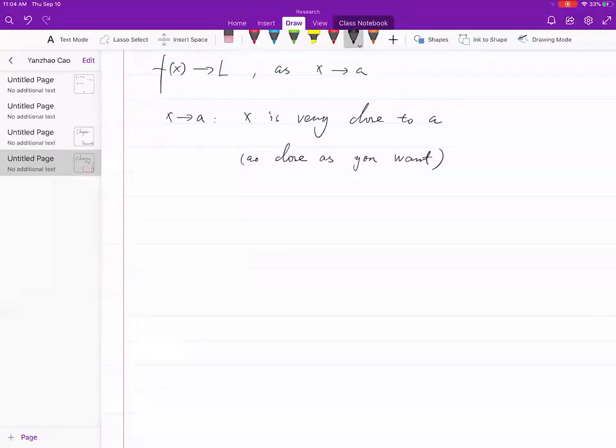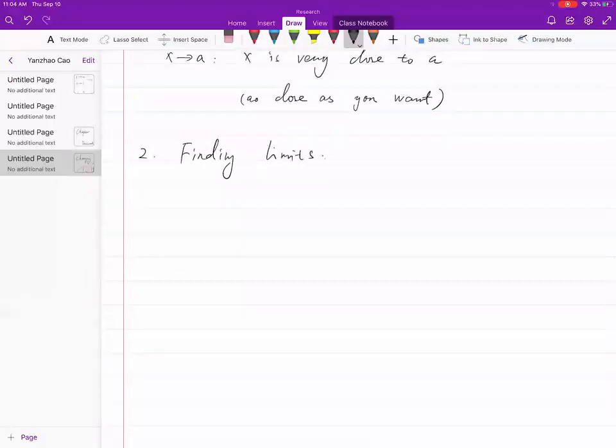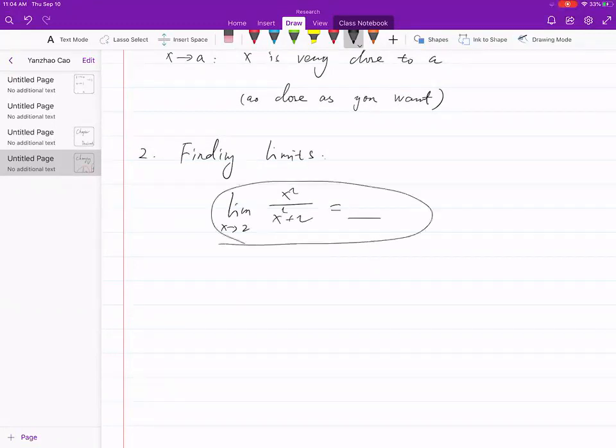Okay. With that in mind, let's do some computations. How do you find limits? Of course, our ultimate goal will be if I write down something like that and say, hey, go ahead and try to find the limit of this function here, you should be able to, through some calculation, tell me what this number is. That's the ultimate goal. Okay?